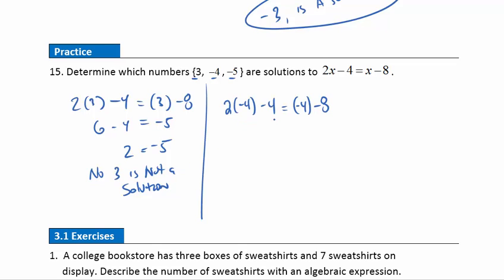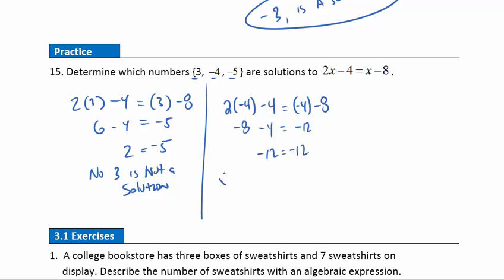Okay, so I substituted a negative 4 in, and now I'm going to check to see if it works. On the left side, 2 times negative 4 is negative 8, minus 4. On the right side, I have negative 4 minus 8. Another good way to think of this is just negative 4 plus negative 8. That's going to give me negative 12. And then again over here, negative 8 plus negative 4 is going to give me negative 12. So I'm ending up now with a true statement.